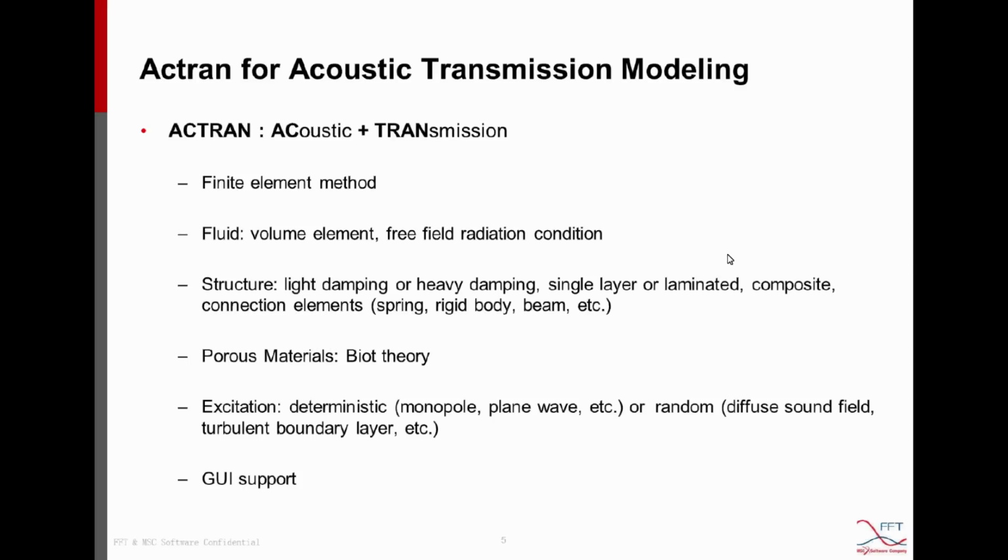To characterize the acoustic transmission of a structure, we need to apply excitation on the structure numerically. So in Actran, we have two categories of excitations. One is the deterministic category, including acoustic monopoles, plane waves, etc. But in order to simulate a more realistic loading condition, we should use the second category. That is the random excitation, including diffuse sound field or turbulent boundary layer condition, etc.